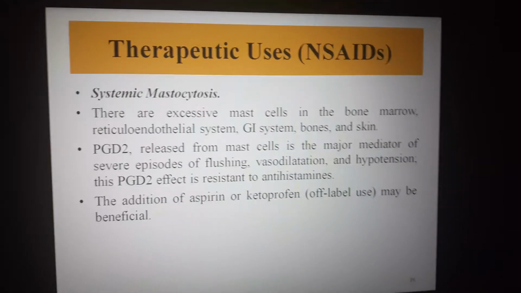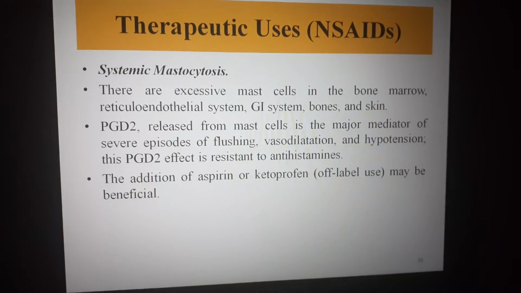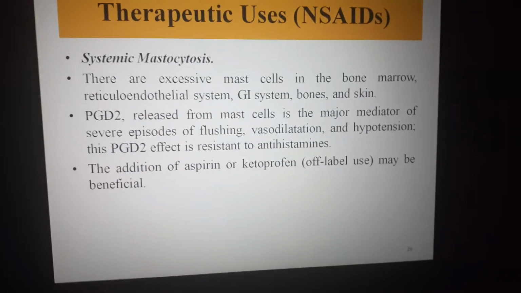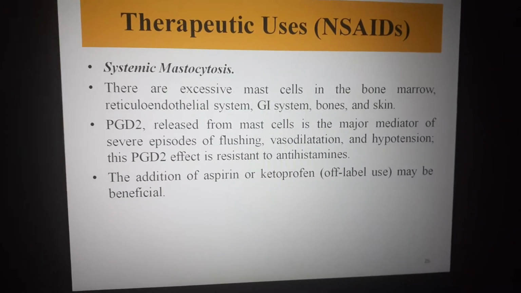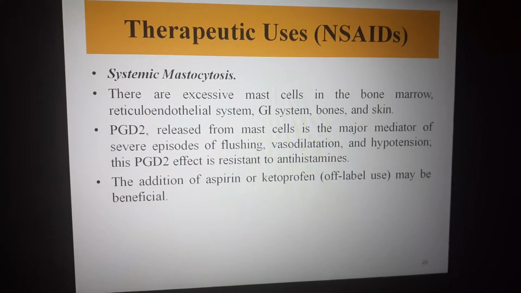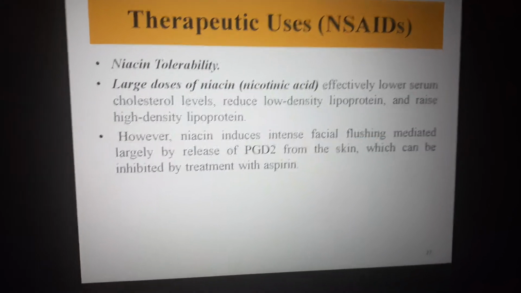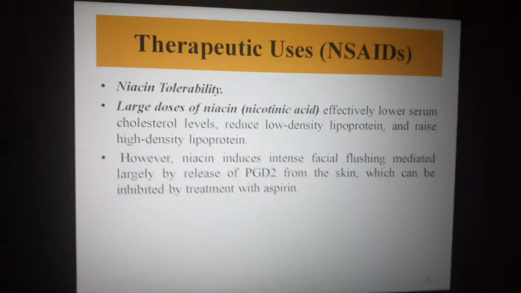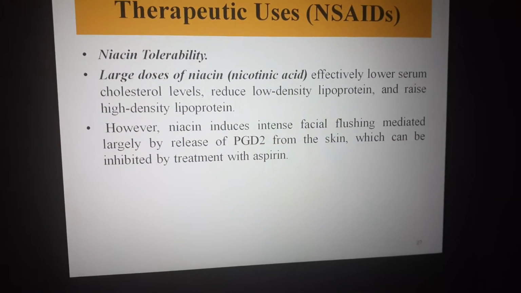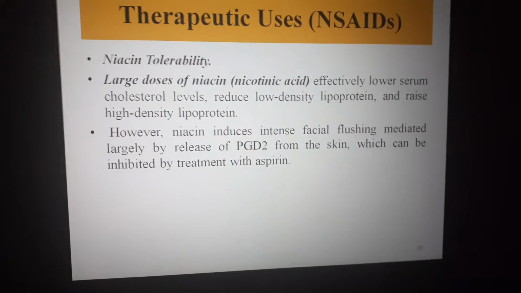Then systemic mastocytosis. In this condition, there are excessive mast cells in the bone marrow and other sites in the body. So prostaglandins are released in higher quantity and they are responsible for flushing, vasodilation and hypertension. So addition of aspirin or ketoprofen can be useful in this condition. Niacin in high doses is used as hypolipidemic agent but it can cause facial flushing due to release of prostaglandins. So aspirin can be used to treat this condition.